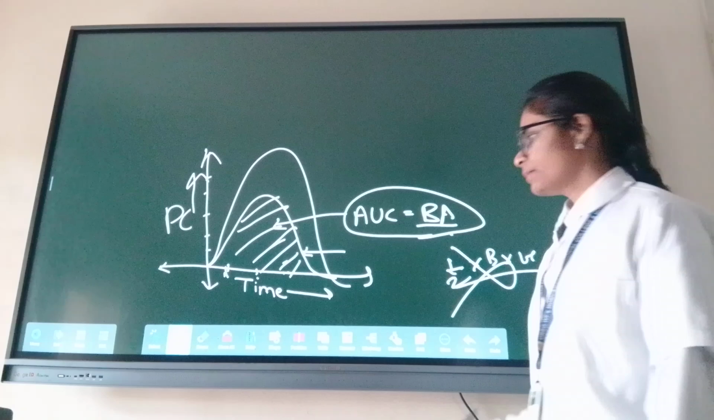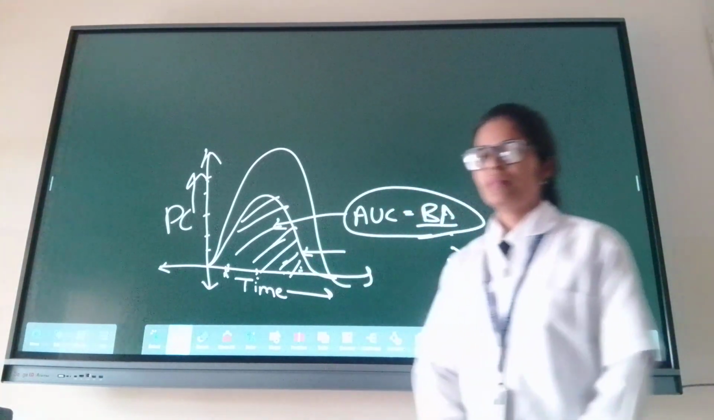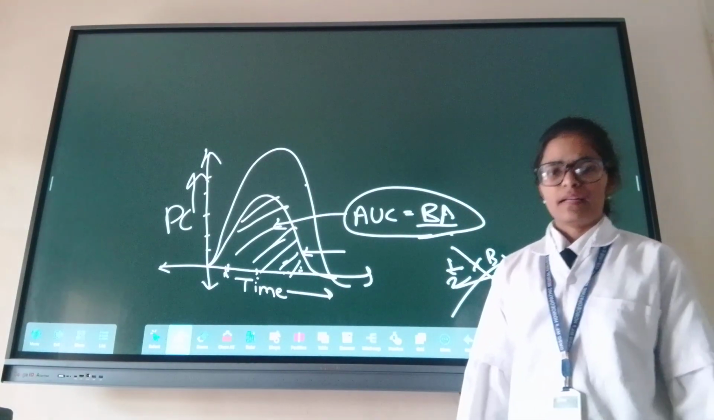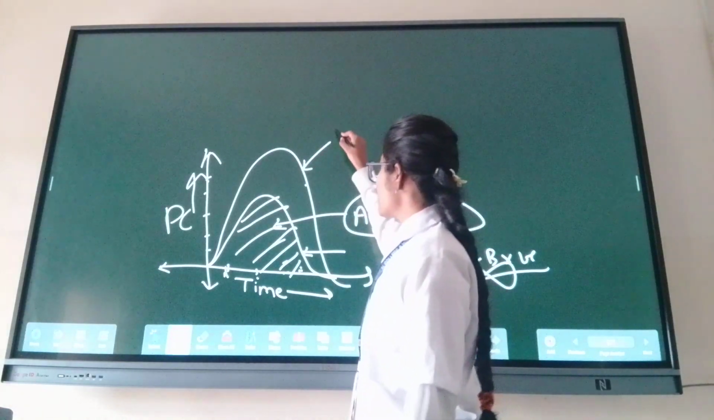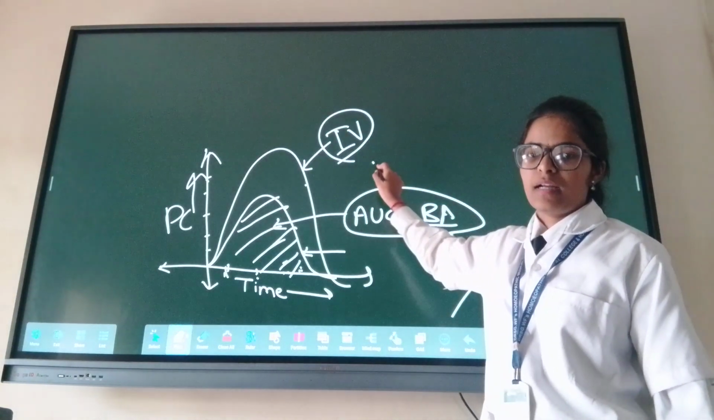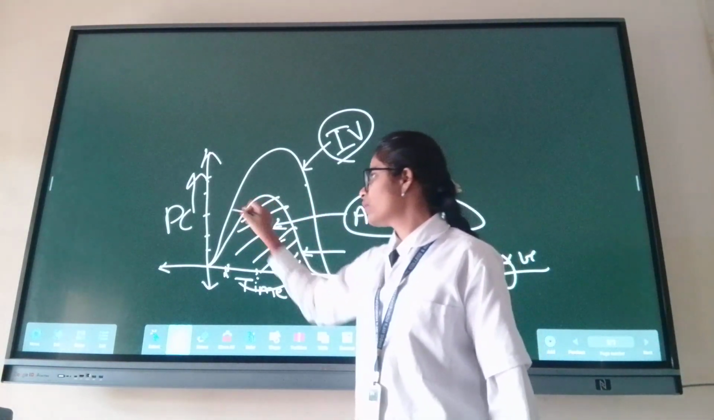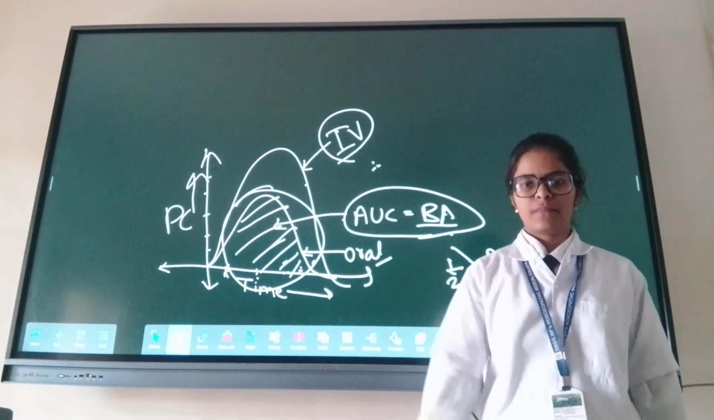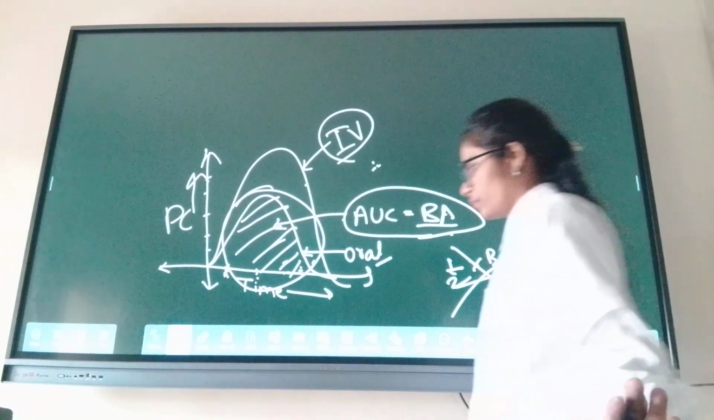Okay, got it? Now this particular curve, tell me which is the oral route and which is the parenteral route. In the parenteral route, bioavailability is 100%. So this is the bioavailability for IV, the parenteral route, 100% bioavailability. But in the oral route, the graph is plotted like this. So I hope you understand the concept of bioavailability.